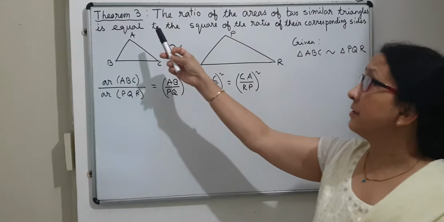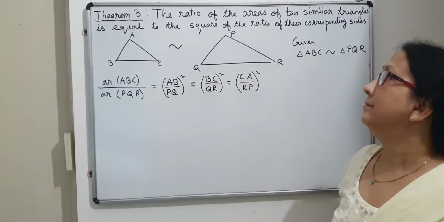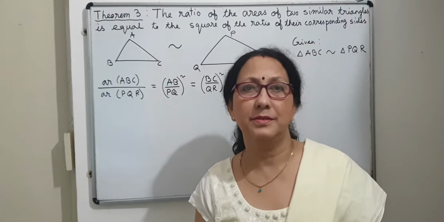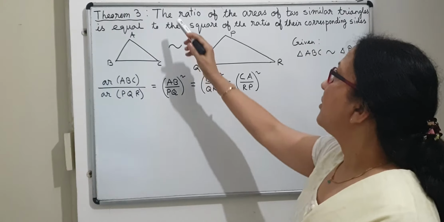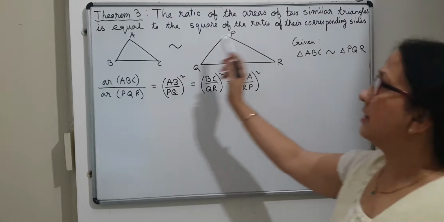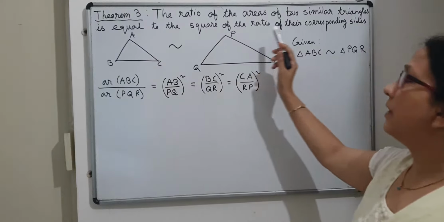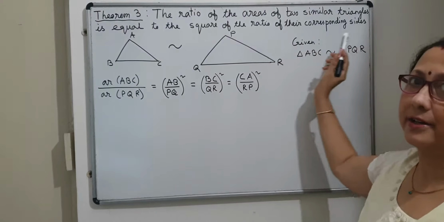Today we'll be doing another theorem on similar triangles. What the theorem states is that the ratio of the areas of two similar triangles is equal to the square of the ratio of the corresponding sides.